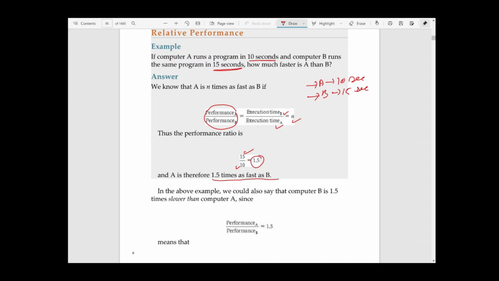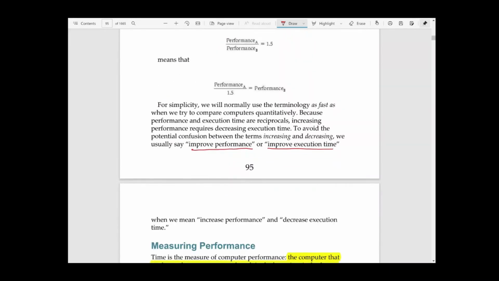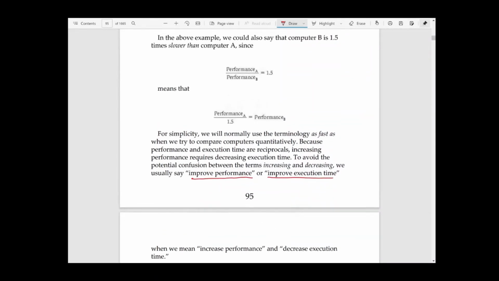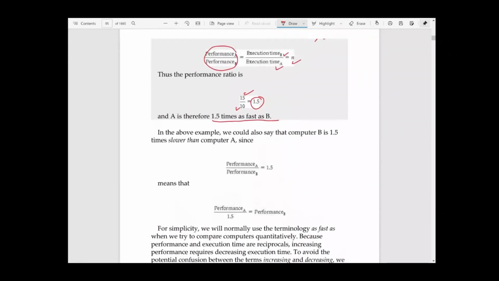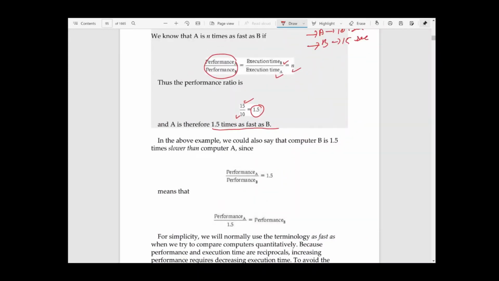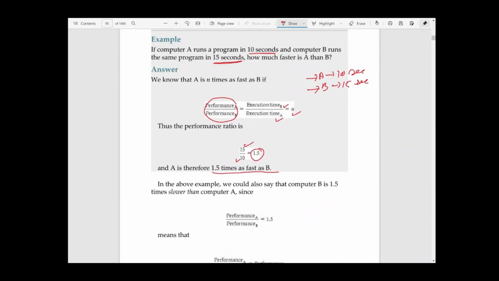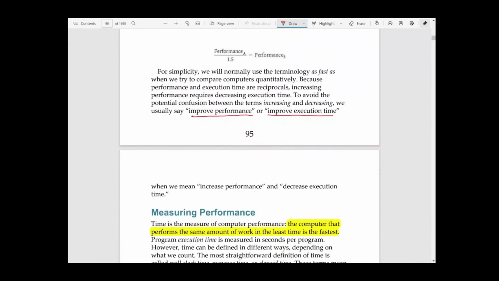I think I have not explained CPI, so I will not start it here. But the important point you have to remember is that instead of saying faster and slower, we will say improve. Computer A is improving performance by 1.5 times as compared to B. This is a better term, improve.